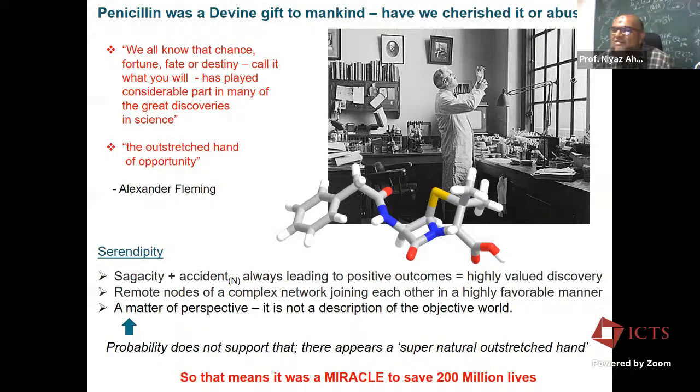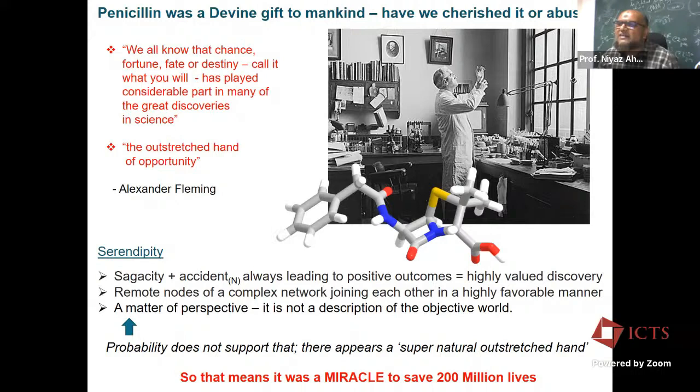This is what Alexander Fleming has told in his memoirs. I would like to read it for you. We all know that chance, fortune, fate, or destiny, call it what you will, has played a considerable part in many of the great discoveries. The outstretched hand of opportunity I could see, he says. So what is that outstretched hand of opportunity? Could that be the hand of God that he has seen in discovering the antibiotic penicillin?